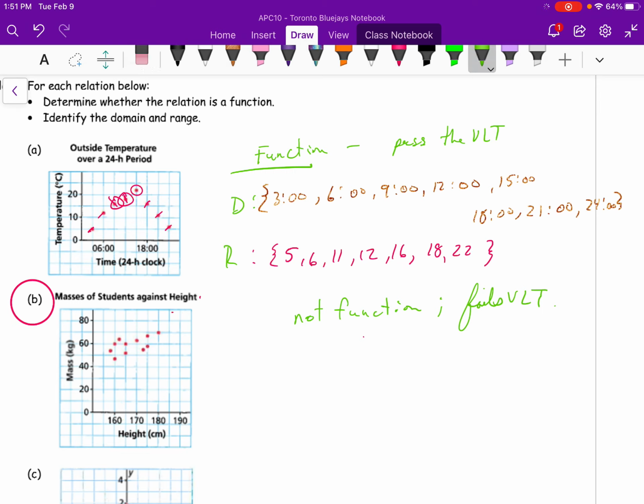Now, the domain and range is rather difficult here. It looks like I have to start over here, and each tick mark represents 10. So it won't be exact, but I think that's 158. And then I notice I have 2 points at 160, and I have another one at 163. And then I have 2 of them at 165. So I'm done with all of those.